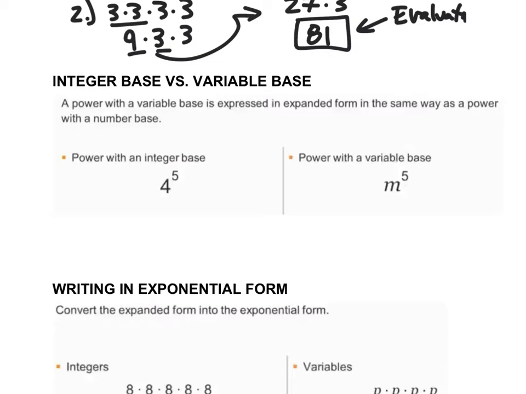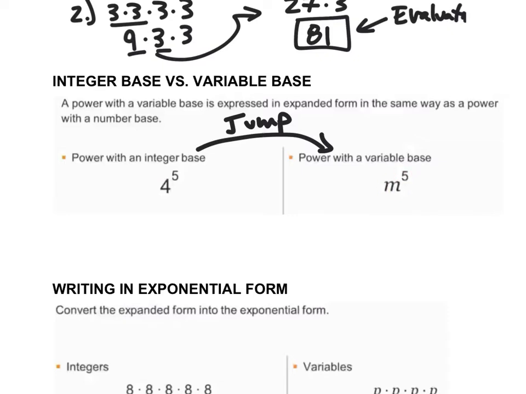Maybe it's a little bit of a refresher for you, but this is the jump that we're going to do in algebra. We're going to talk about a power with an integer base, where your base is a number, or where your base is a variable. So this is the jump that we need to make, and we need to start using this with a variable. And the same thing applies.